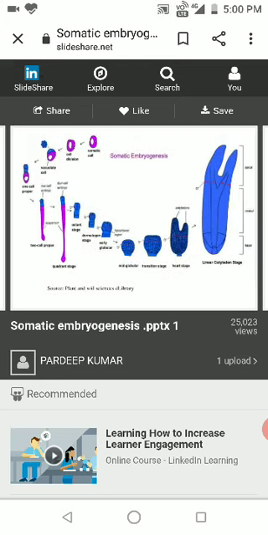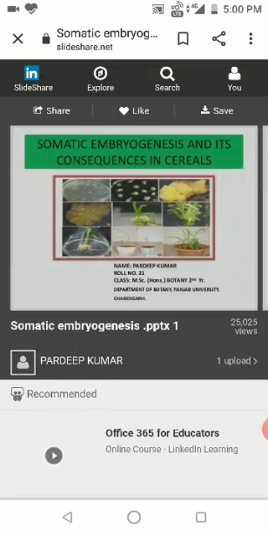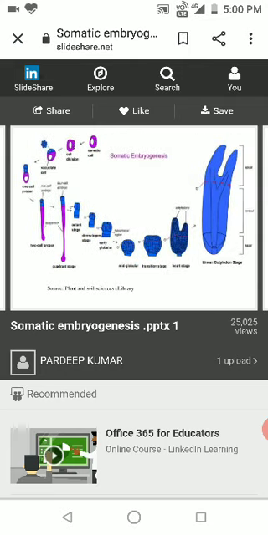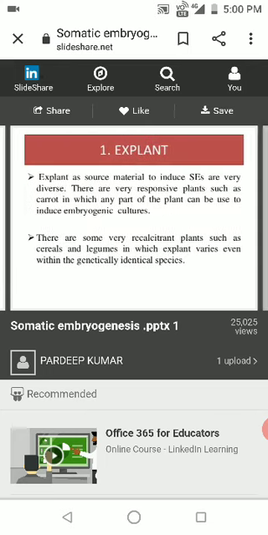Now here we can see the different stages of somatic embryo. I have already distributed the notes, and in the notes this diagram is present. Now, which factors affect somatic embryogenesis? Number one factor is the explant.